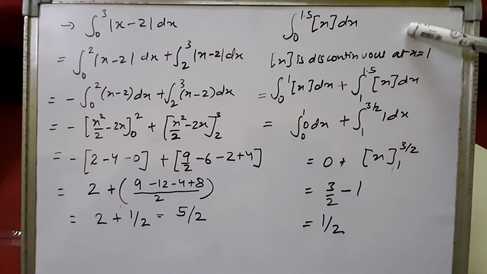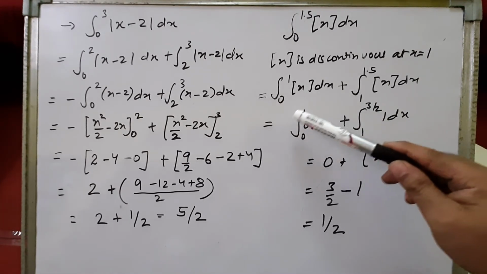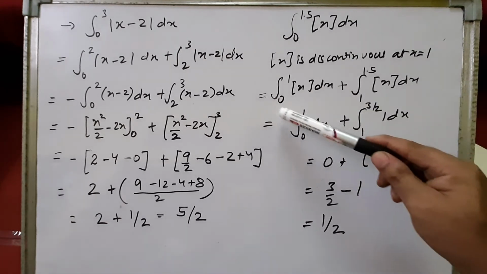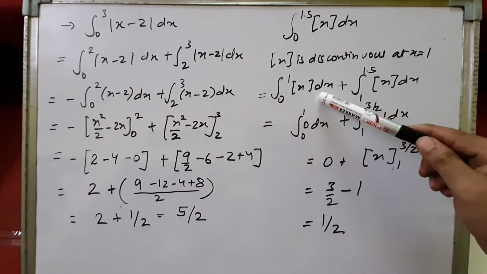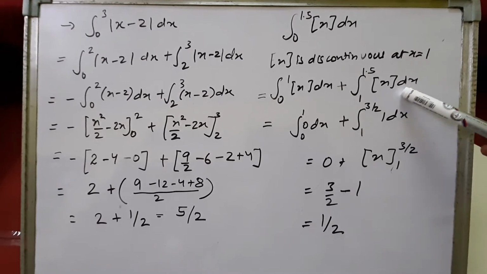Now here we have to integrate the greatest integer function when the limit is 0 to 1.5, right? So we know that the greatest integer function will be discontinuous at whole numbers, at x equals 1. So I've written, using the property, 0 to 1 because it is discontinuous at x equals 1. So let's write that: 0 to 1 greatest integer function x dx plus 1 to 1.5 greatest integer function x dx.